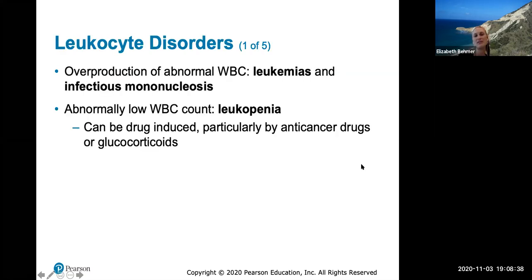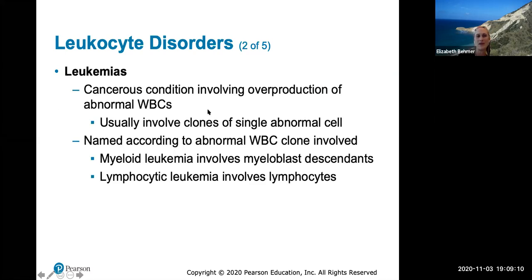We can have some leukocyte disorders, pretty much an overproduction or an underproduction. An overproduction of abnormal white blood cells are leukemias and infectious mononucleosis. And an abnormally low white blood cell count is called leukopenia. Leukopenia can be induced by certain drugs, especially anti-cancer drugs, because when you give someone an anti-cancer drug to kill off the cancer cells, you're also killing off other white blood cells. So that could lead to leukopenia.